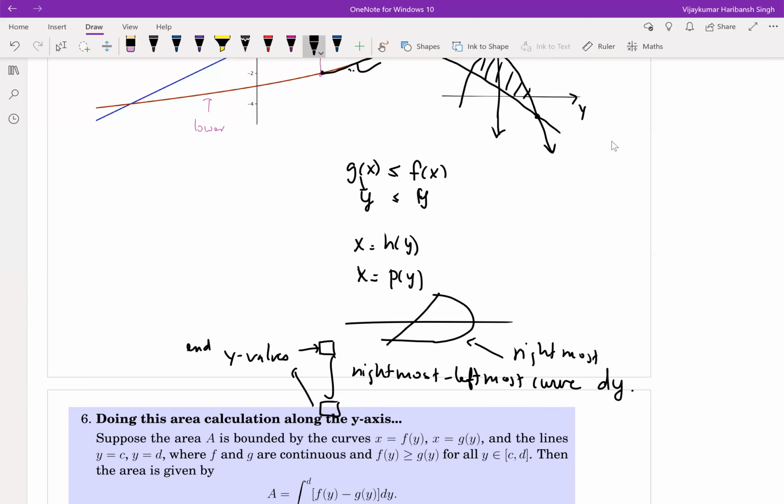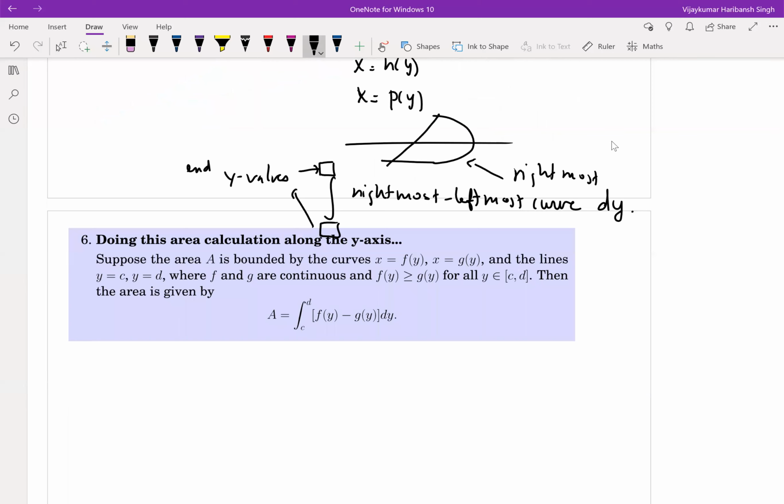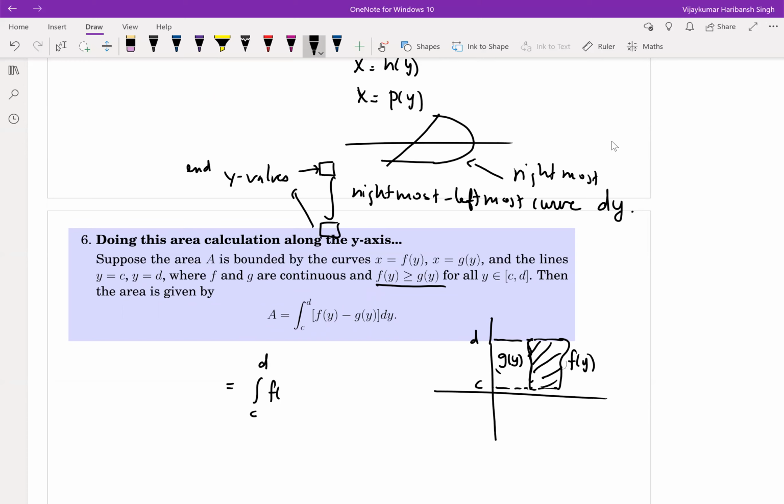All right, so we'll have the following theorem. Suppose A is bounded by the curves x equals f of y and x equals g of y, and the lines y equals c and y equals d, and f and g are continuous with f of y greater than or equal to g of y. It looks like the following. You have f of y, which is greater than g of y, because you're comparing the x values. So the x value of f is bigger than the x value of g. Suppose this is from c to d, and you're looking at this area, then the area is the integral from c to d of f of y minus g of y dy. So the roles of x and y are interchanged here.